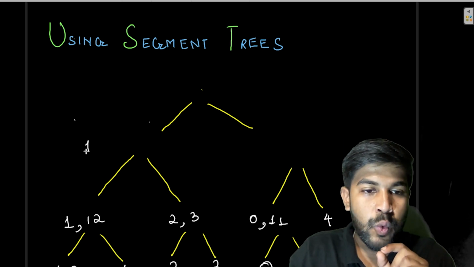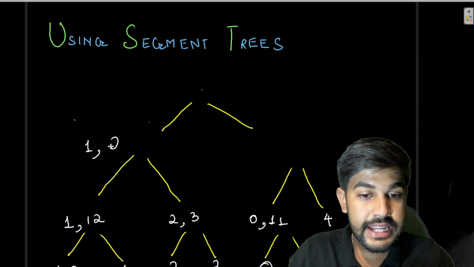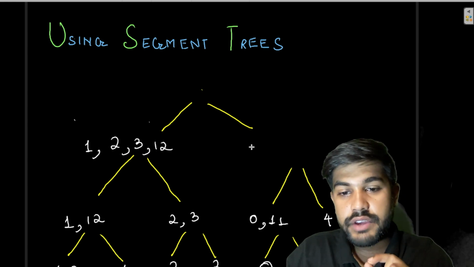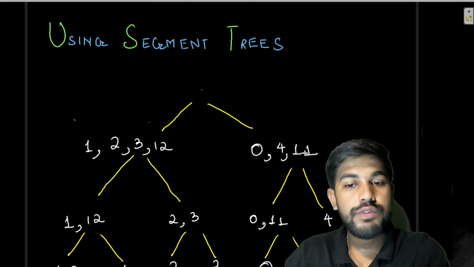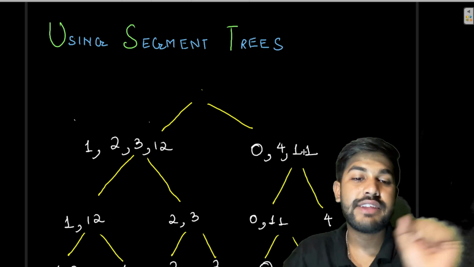So we would pick the first element, then we would take the first element of the second one, and then we have 3, and then we have 12 itself, and then here we have 0, and then 4, and then 11 itself. Now we would stop that. We would stack all the elements and have them in sorted order.